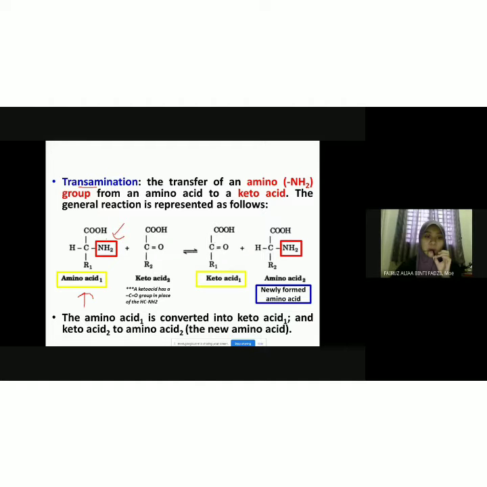So the amino acid 1 will donate its amino group to keto acid 2.